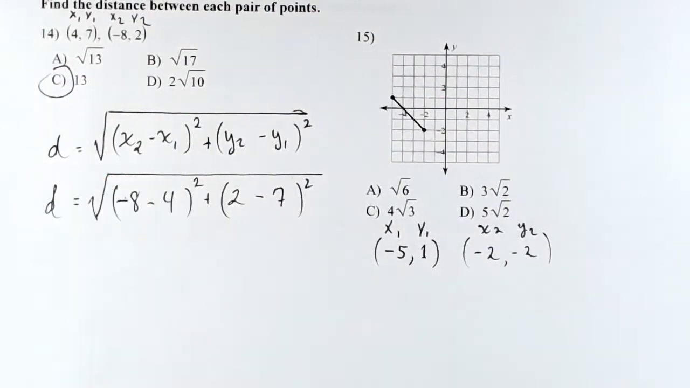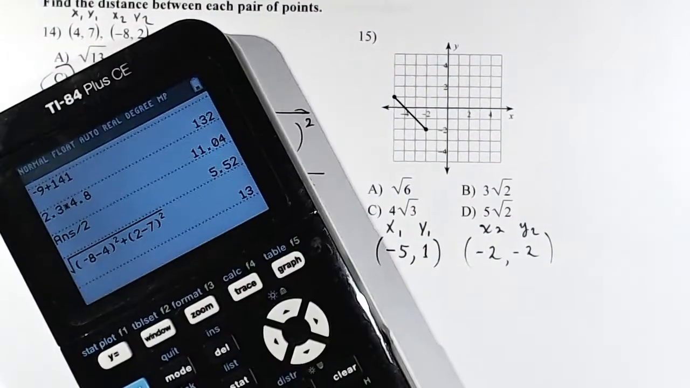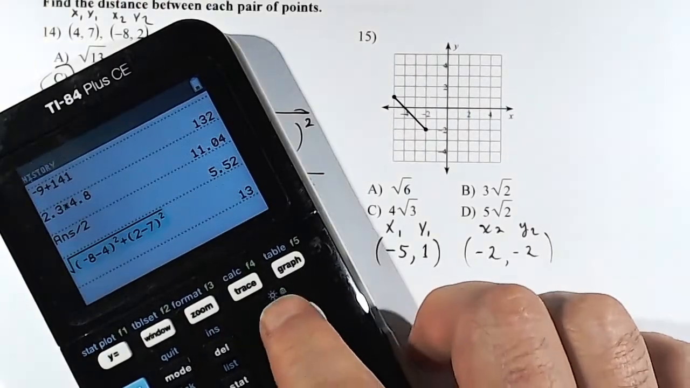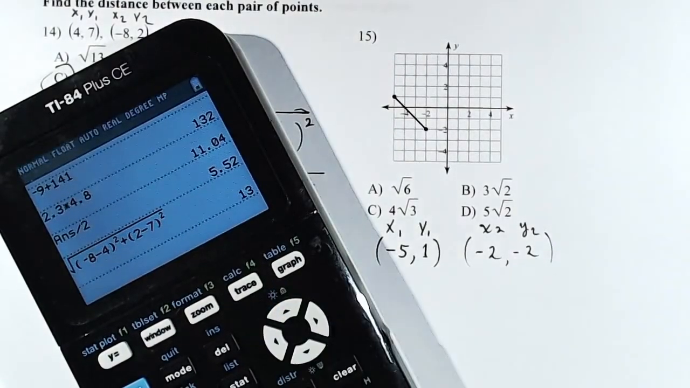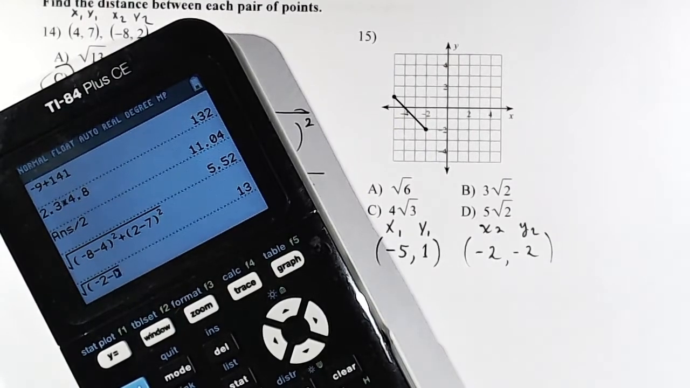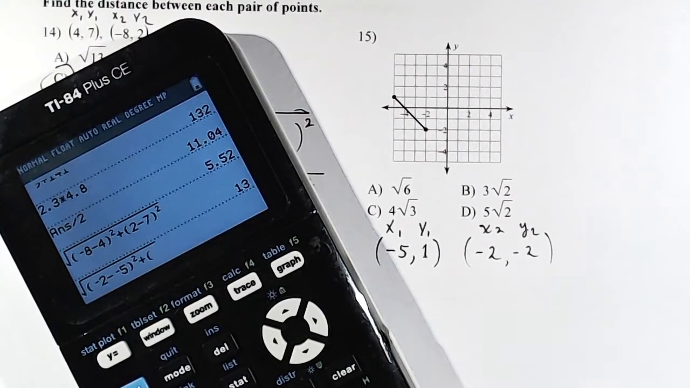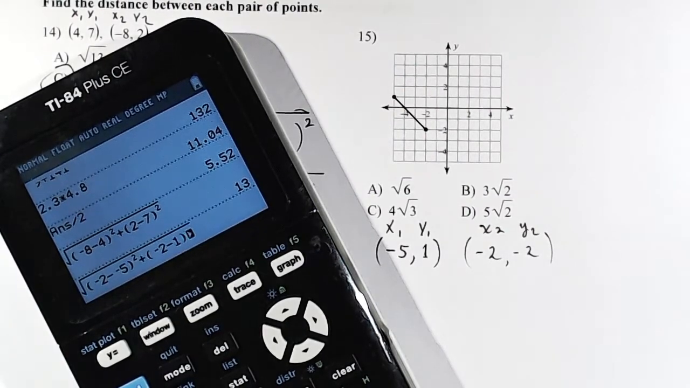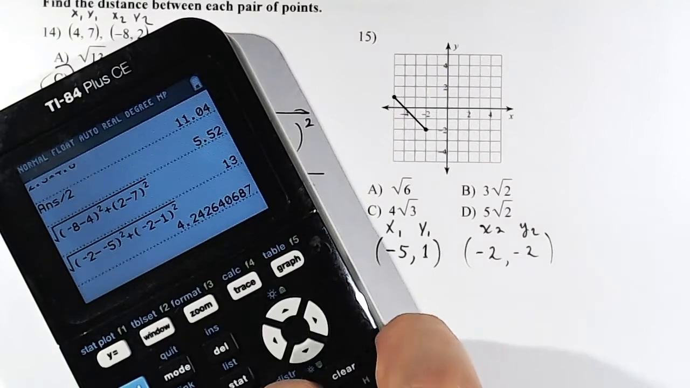You know, this is the problem you need to model that after. I'll just do it again. We're going to do the same thing that we just did. So open parentheses, x2 minus x1. So that's negative 2 minus negative 5. Close those parentheses, squared, plus, open parentheses, y2 is negative 2 minus y1 of 1, close parentheses, squared, enter, 4.24.